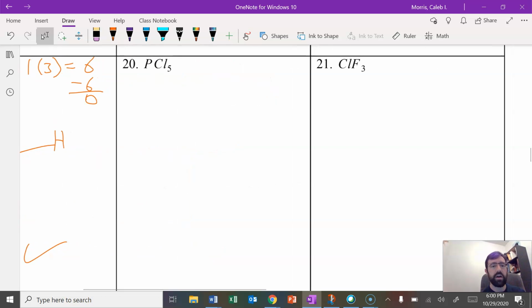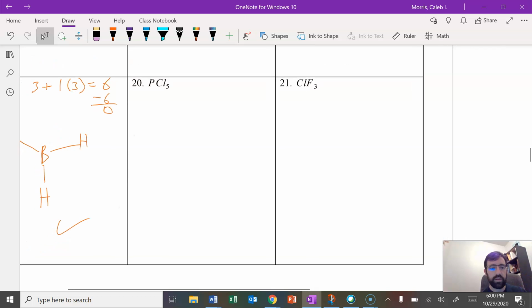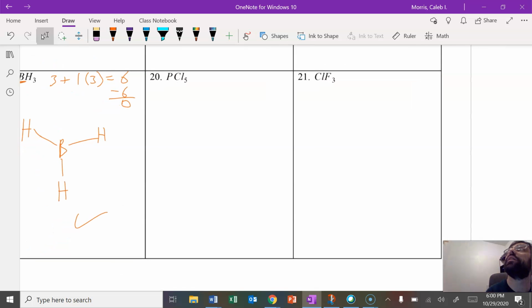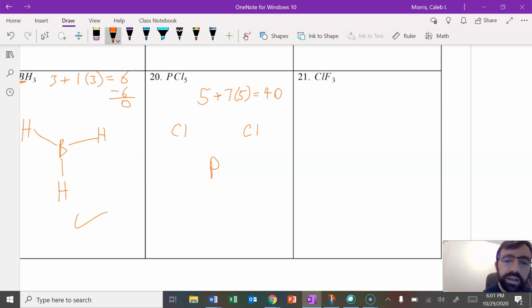Okay, look at PCl5. Phosphorus has 5 valence electrons. Chlorine has 7 valence electrons, multiplied by 5. 7 times 5 is 35, plus 5 is 40. Put phosphorus in the middle. And then we've got 5 chlorines. That's a lot. So we're going to draw those kind of spread out. Chlorine here, here, here, here, and then we're going to have one more down there. You could spread them out however you want to.